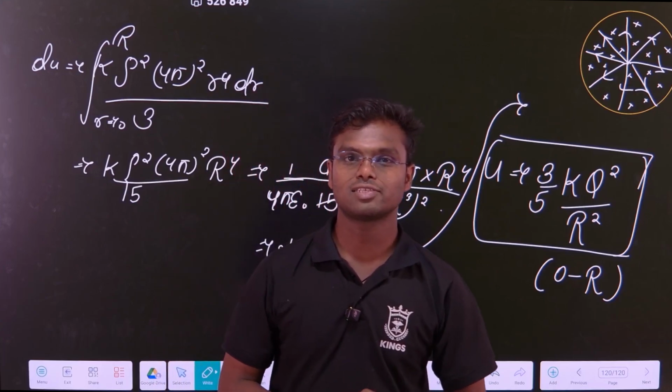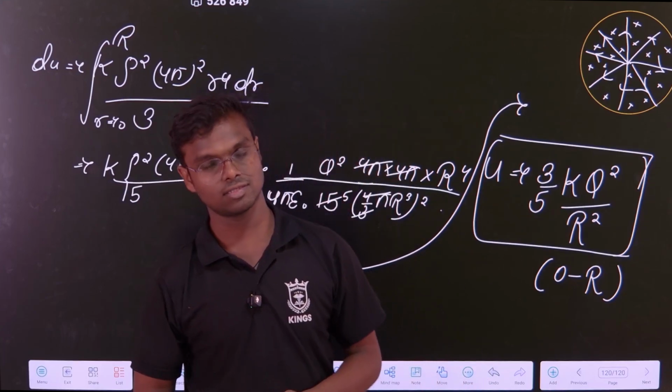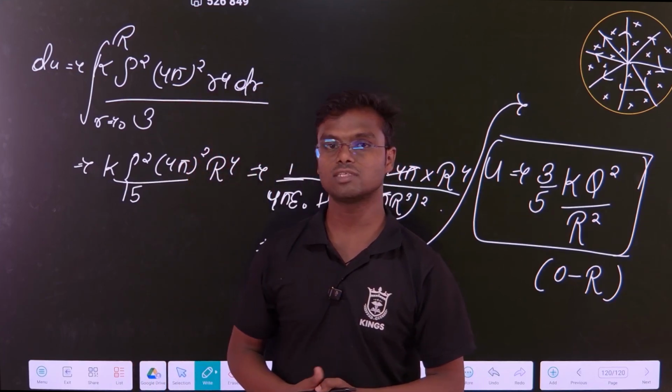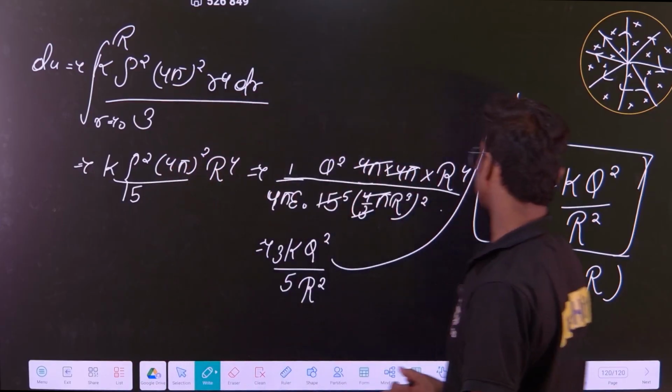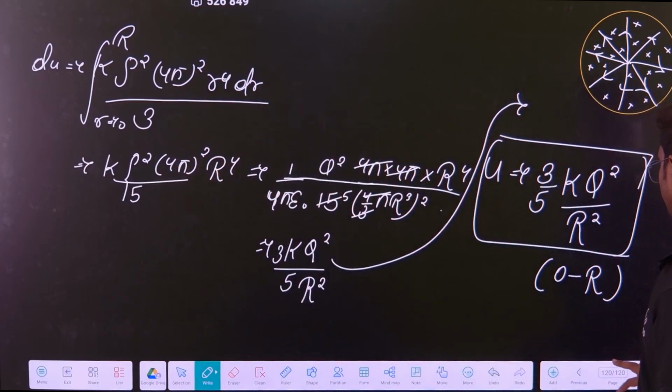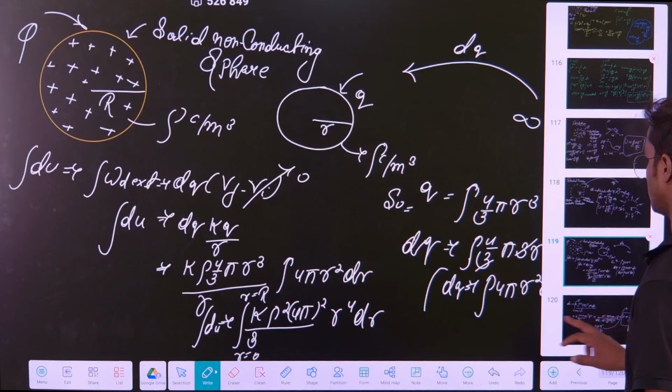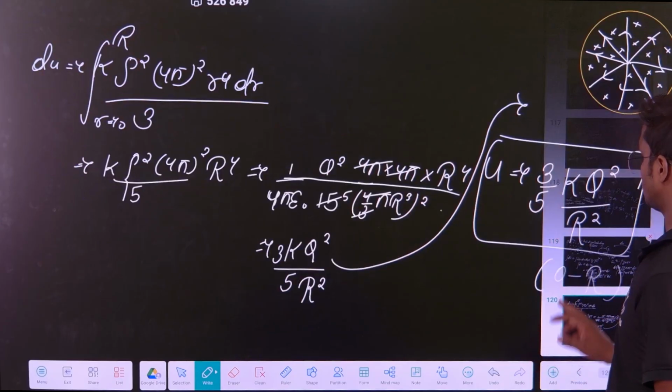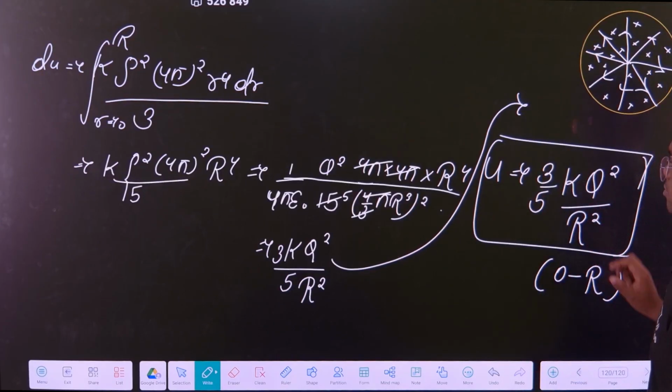Hello everyone. In the last session we were seeing the conductors. So today we are going to continue with this. In the last session we have seen that in the solid non-conductor the total energy stored is 3 by 5 kq square by r square.